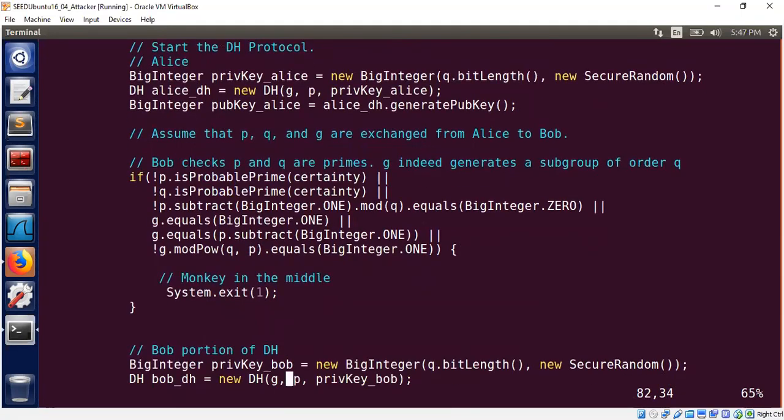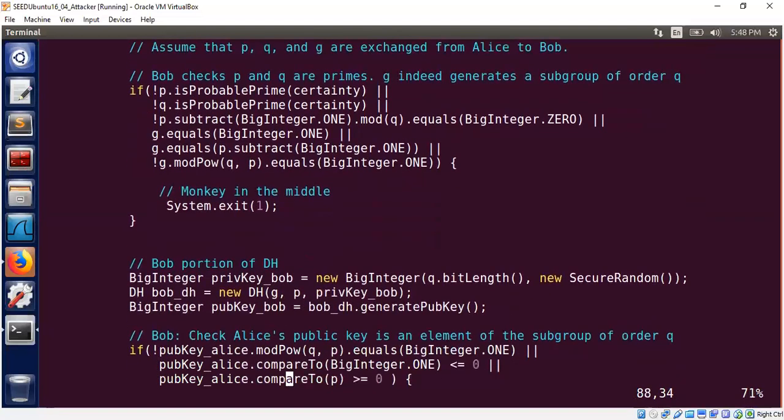So you check whether P is prime, Q is prime, and you also check whether P is equal to 2Q plus 1. That's what this expression is. And then you also check whether G is not equal to 1. If G is equal to 1, that's really bad. And you also check whether G is equal to P minus 1. If it is true, then it's also bad. We also want to make sure that G to the power Q is 1 because we want to make sure we are working with a subgroup of order Q. I explained all that in my notes earlier.